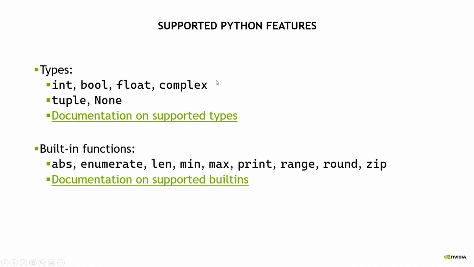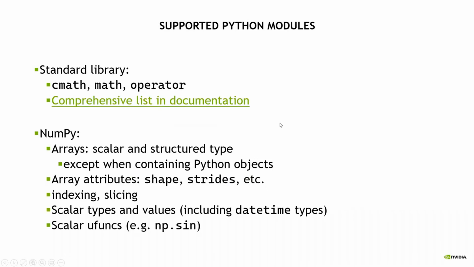The documentation also enumerates some of the built-in features and types. There's a few listed on the slide, but the documentation goes into detail. The usual mathematical types and built-in functions are there. In terms of supported Python modules from the standard library inside the CUDA target are the math and operator libraries. Again, there's a more comprehensive list in the documentation.